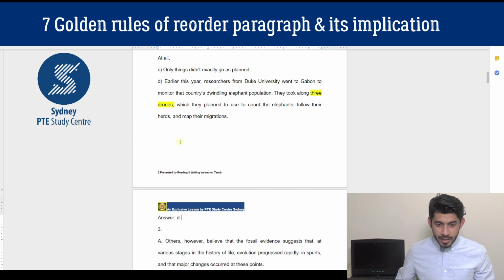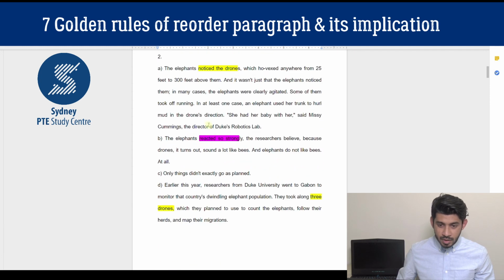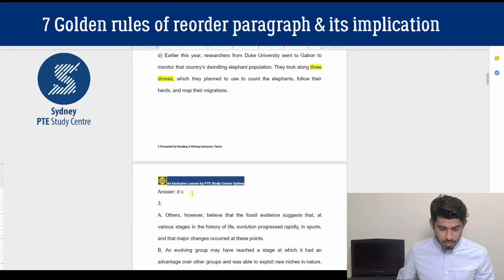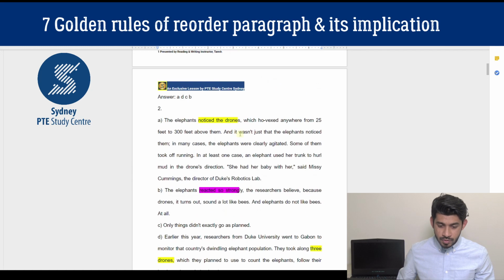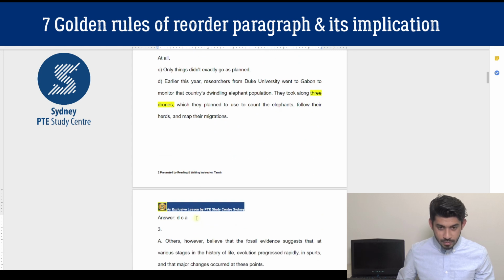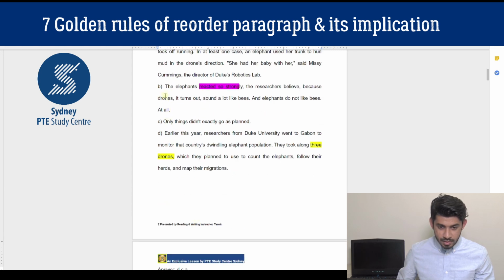D. Then the only thing that didn't go exactly as planned. So that's my C. So why didn't it go exactly as planned? Because the elephants noticed the drones. And after they noticed the drones, they reacted. So it's a turn of events. Reacted is number B.